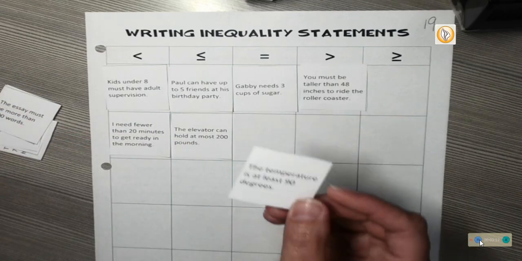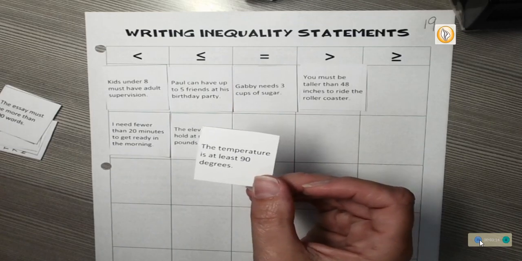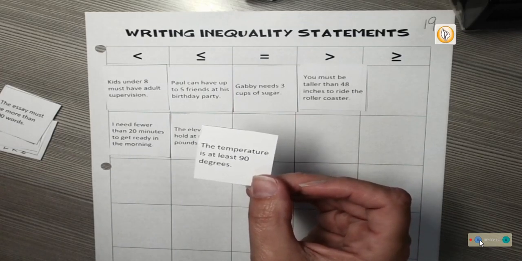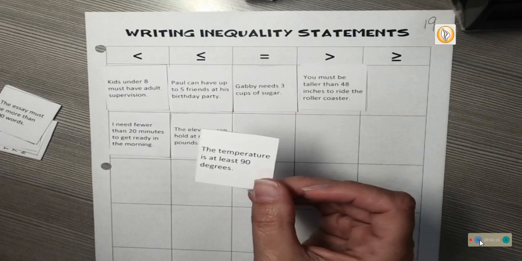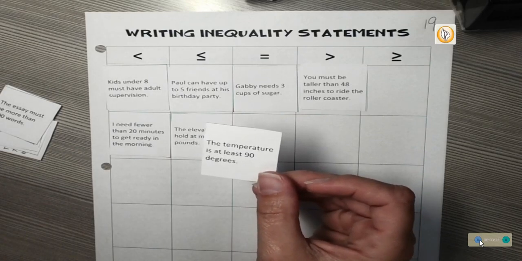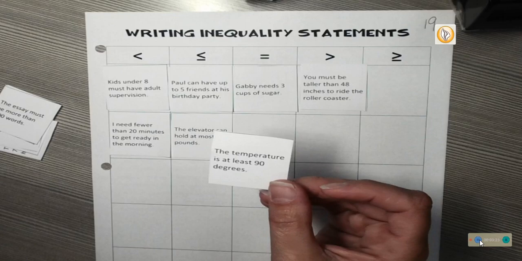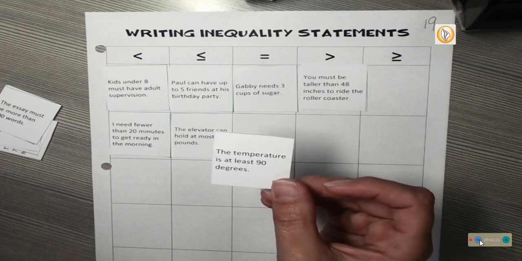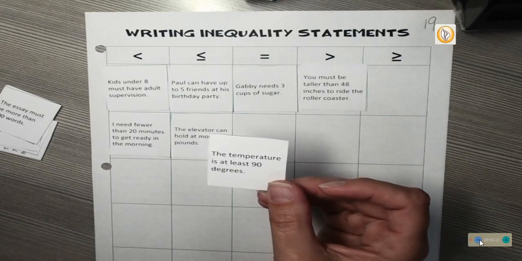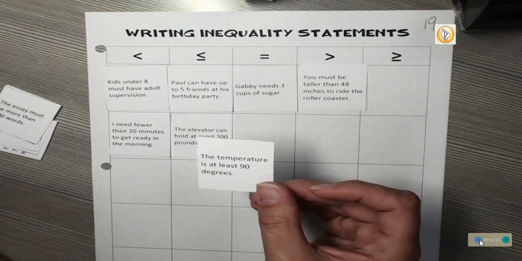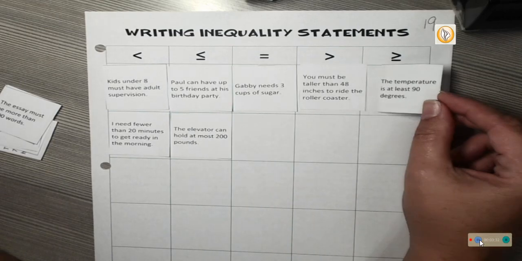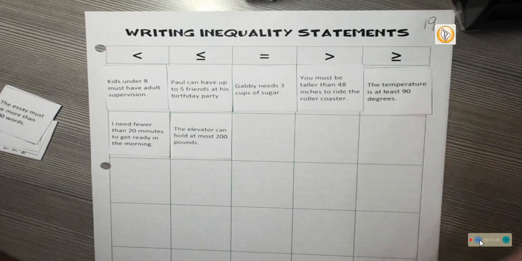All right, so the next one I grabbed, it says the temperature is at least 90 degrees. Now, at least implies that the lowest it could go is 90 degrees. So if you're at your lowest of 90, where's the only place you can go from there? Up. So this is saying that the temperature is 90 or over, so that would be greater than or equal to 90.